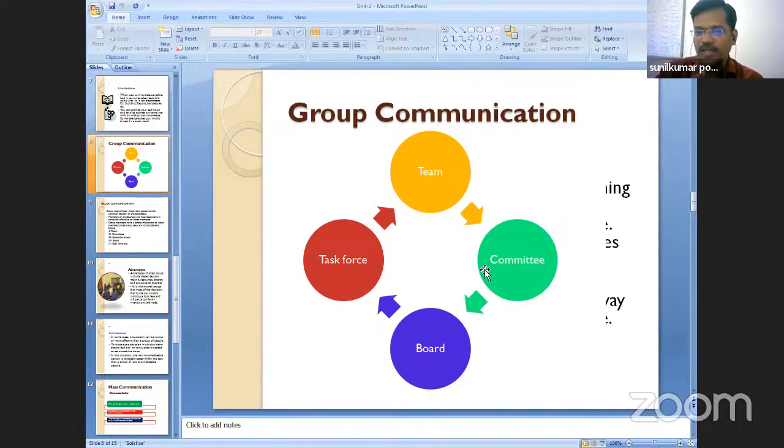Every communication has some advantages. Here are the major advantages. Of course, group communication is the same as group discussion; that is also one kind of communication. But the difference between group communication and group discussion is that in a group discussion, the team members ask questions, and the person attending that group discussion has to answer. That is the difference.